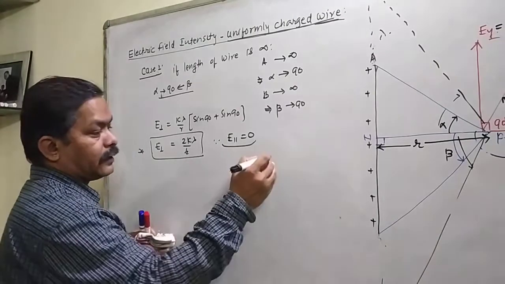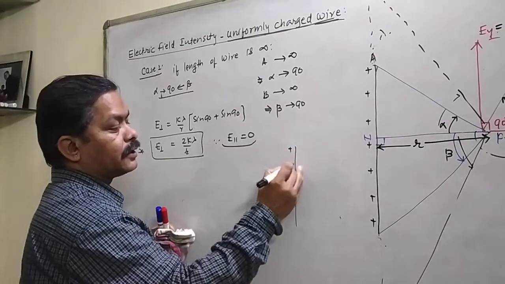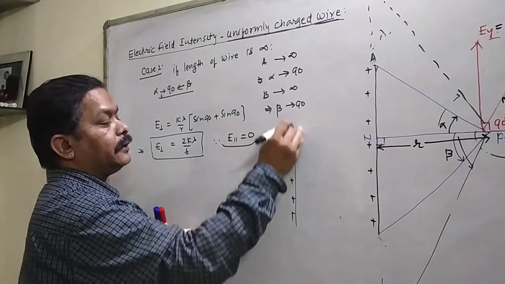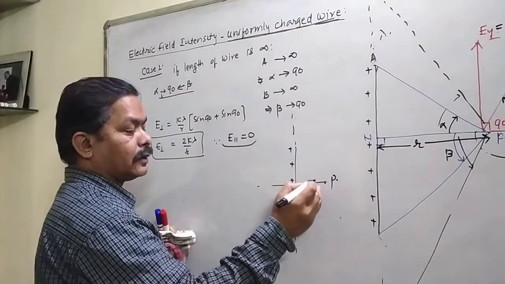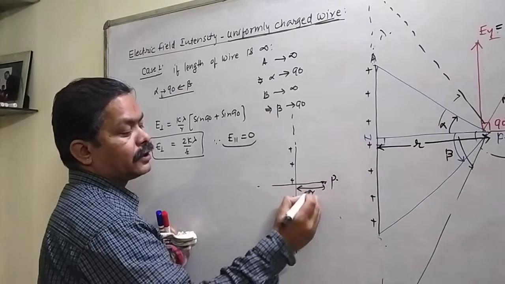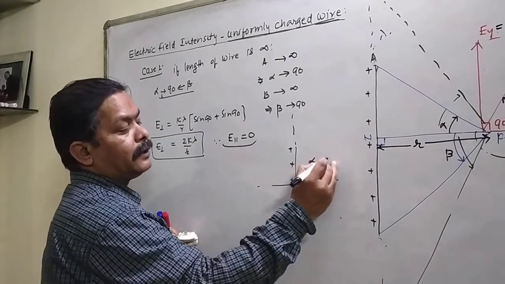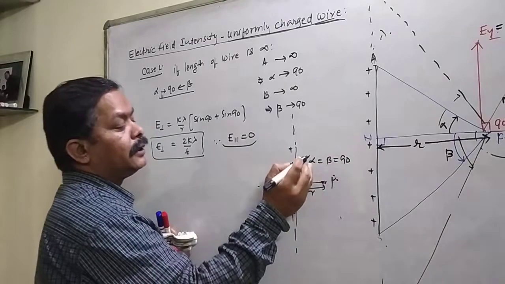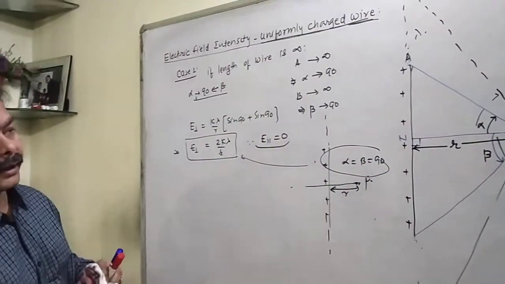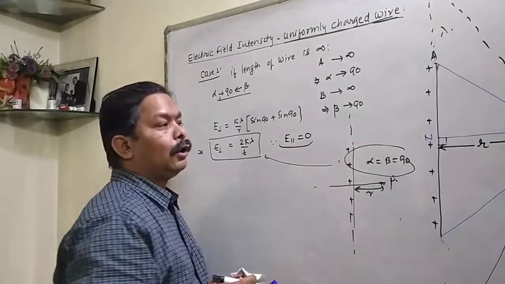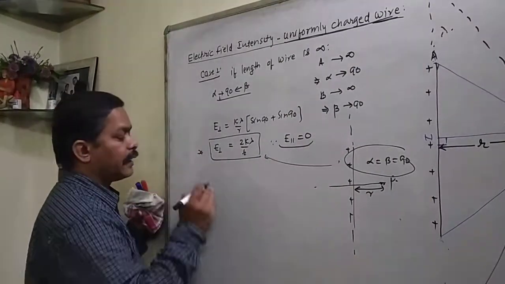Now another case. How will this wire look? Suppose this is the infinite length wire, it is infinite on both sides, and P is in the middle. You will also know that this distance is r. So alpha and beta are 90 degrees. If you get this case, you will directly use this formula. Now we are going to discuss another case, case 2.